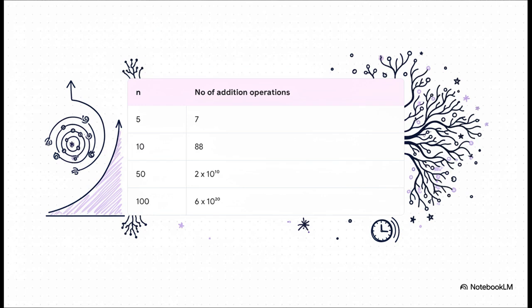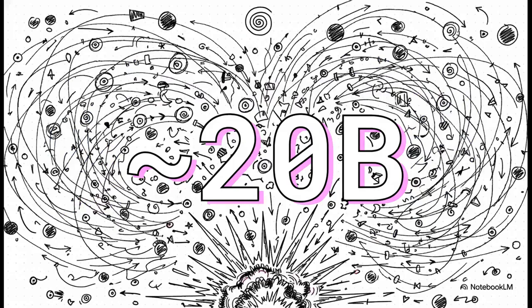To find the 5th number, it takes 7 additions. The 10th takes 88. But just look at the jump to the 50th. This isn't just growing fast, it's exploding exponentially. It's completely out of control. To calculate just the 50th Fibonacci number using this method would take roughly 20 billion addition operations. 20 billion. All because the function just mindlessly recalculates the same values again and again, leading to this catastrophic amount of work.